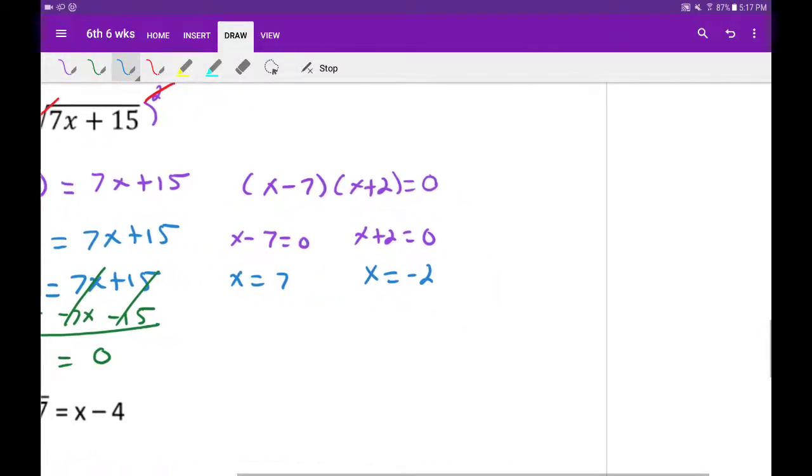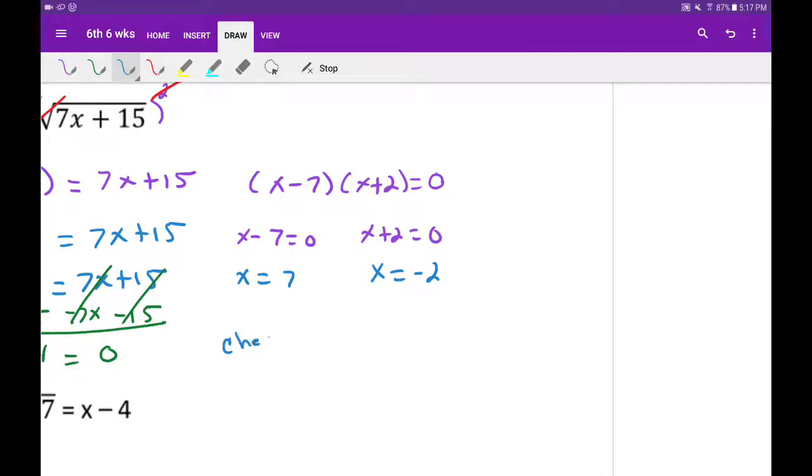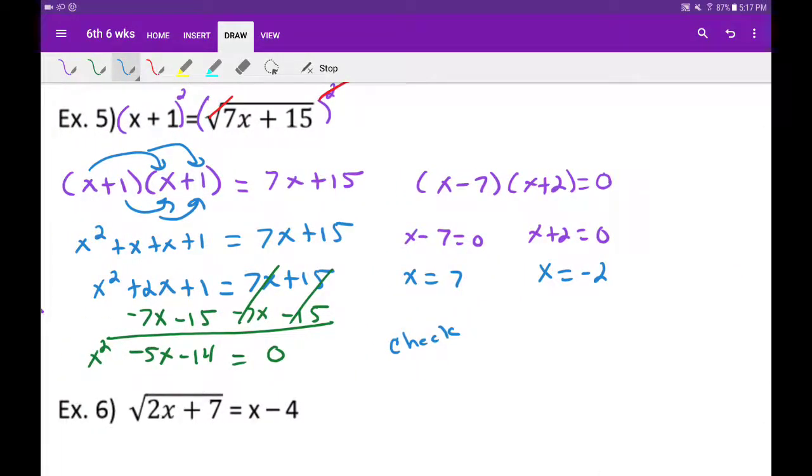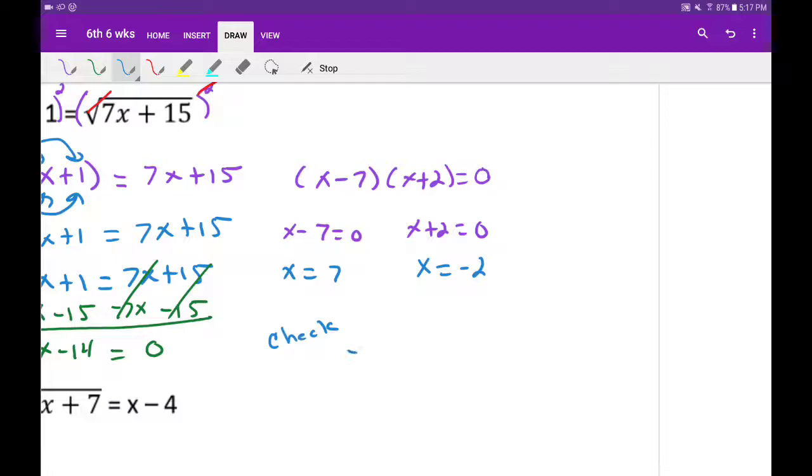So what we need to do is check for extraneous. So I'm going to do my check. All right, so let's do the negative 2. I'm plugging the negative 2 into the original equation where x is. So essentially I get, negative 2 goes in for x, so just negative 2 plus 1 equals the square root of 7 times negative 2 plus 15.